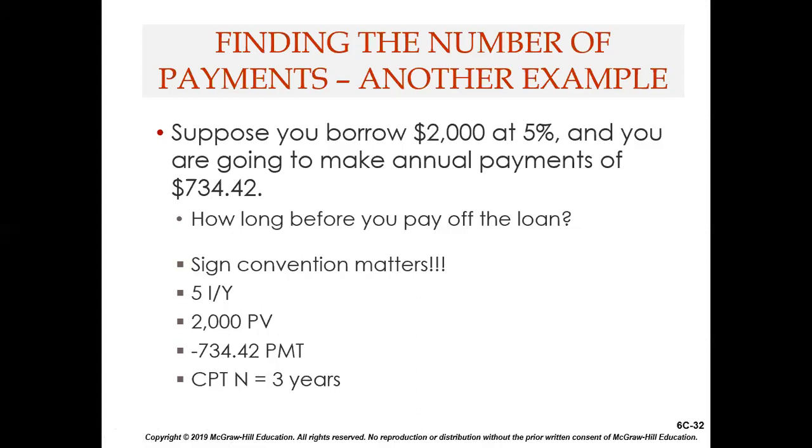734.42, I'm putting in as a negative. I'm going to go back up to my N, alpha solve, 3 years. Remember, that's an annual payment, so that's why 3 years.